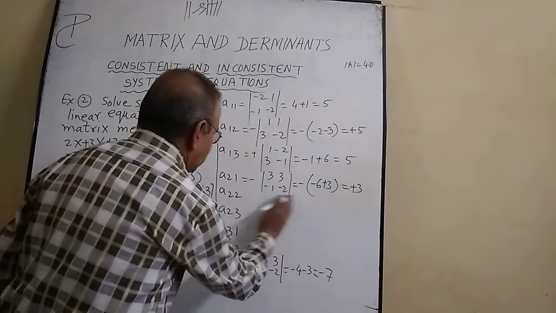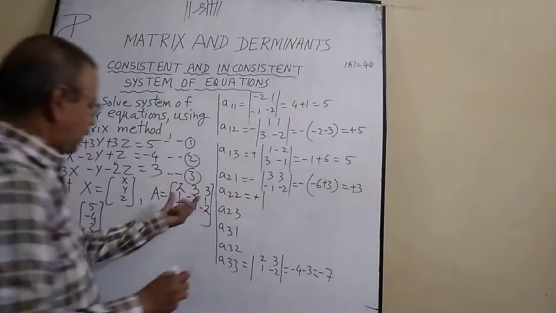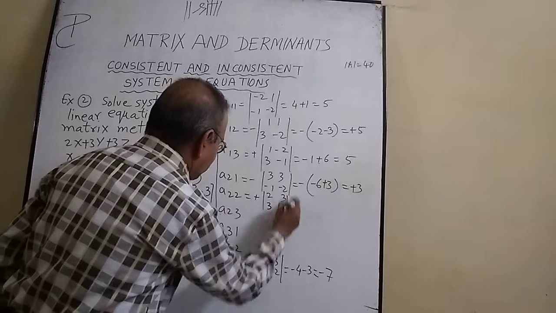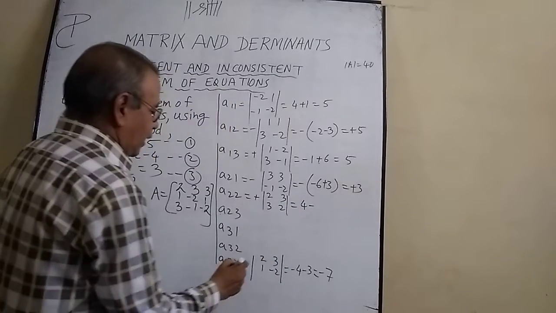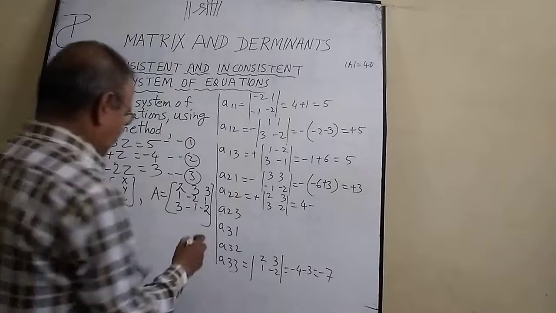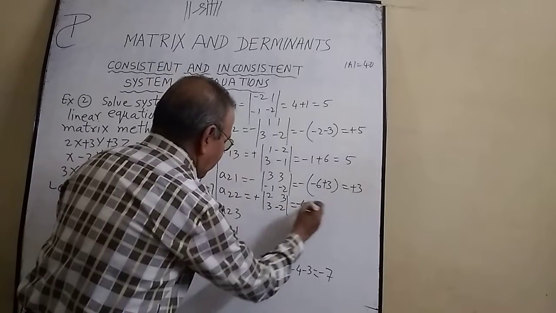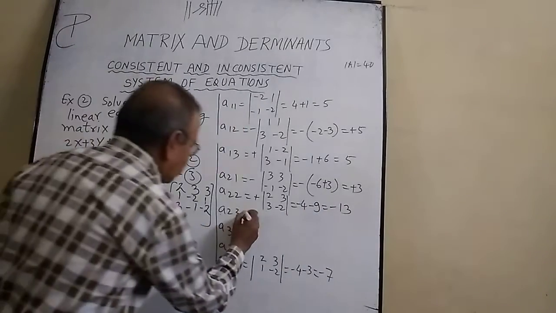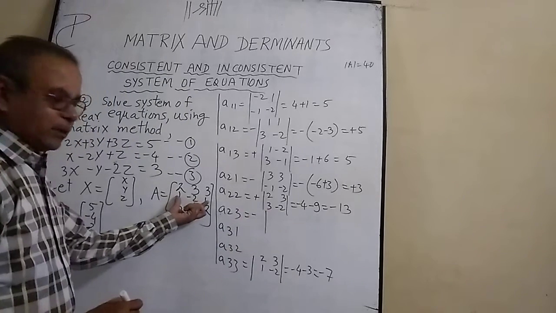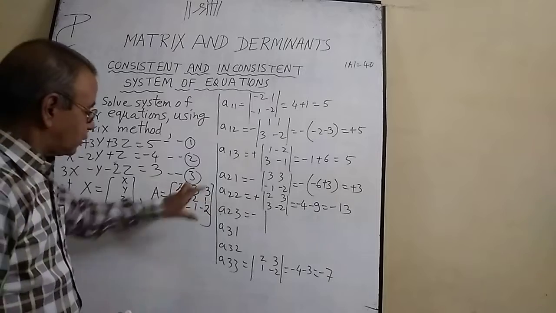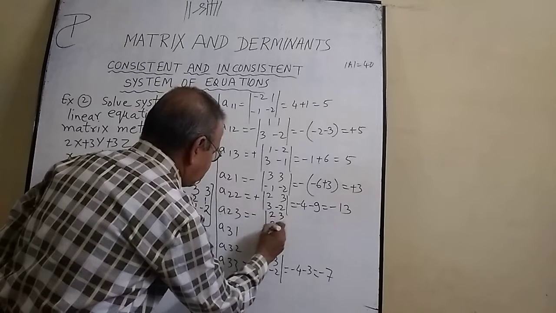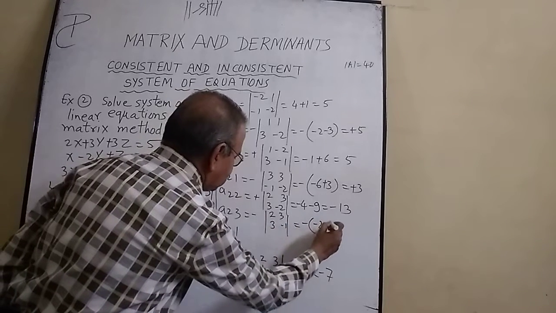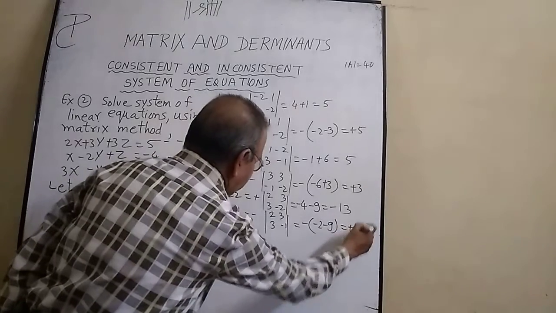A22 is equal to plus; this A22 is in second row and second column. So we take the 2, 3 and 3, 2, and that is equal to 4 and minus 4 and minus 9 is minus 13. And A23 is minus; this A23 means second row and third column, which is 2, 3 and 3 minus 1, equal to minus 2 and minus 9 is plus 11.